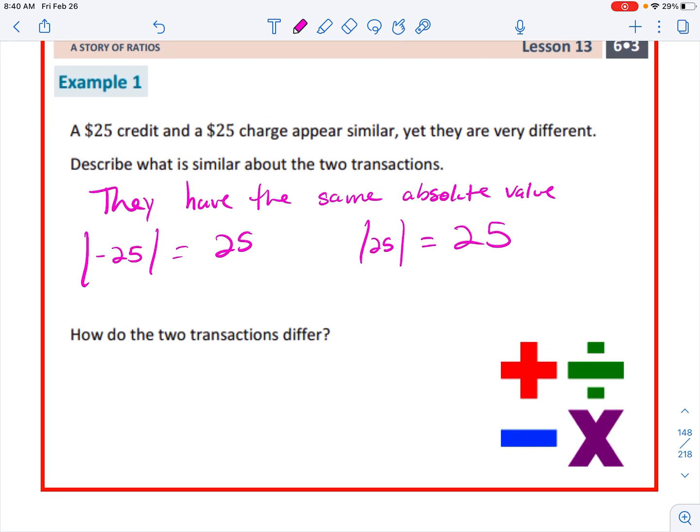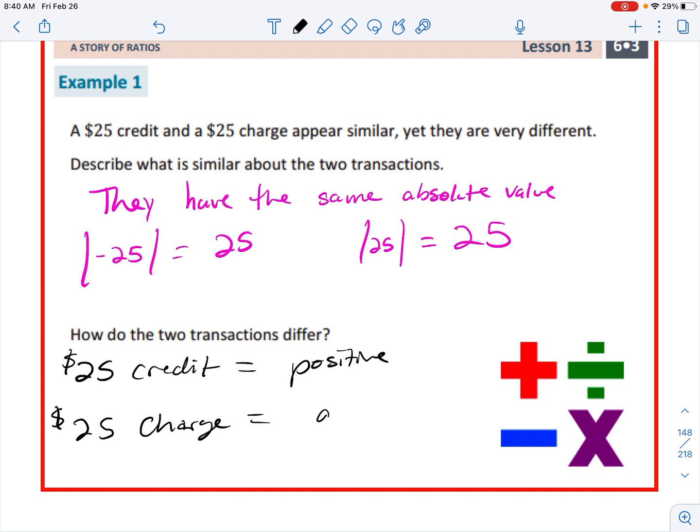Now, how do the two transactions differ? Well, one of them is positive and one of them is negative. So a $25 credit is going to be positive, while a $25 charge is going to be negative. Okay?